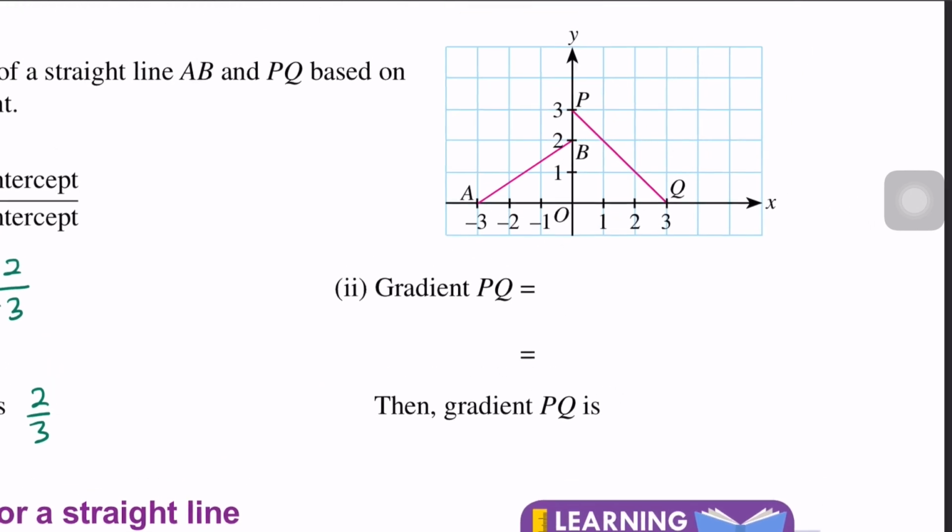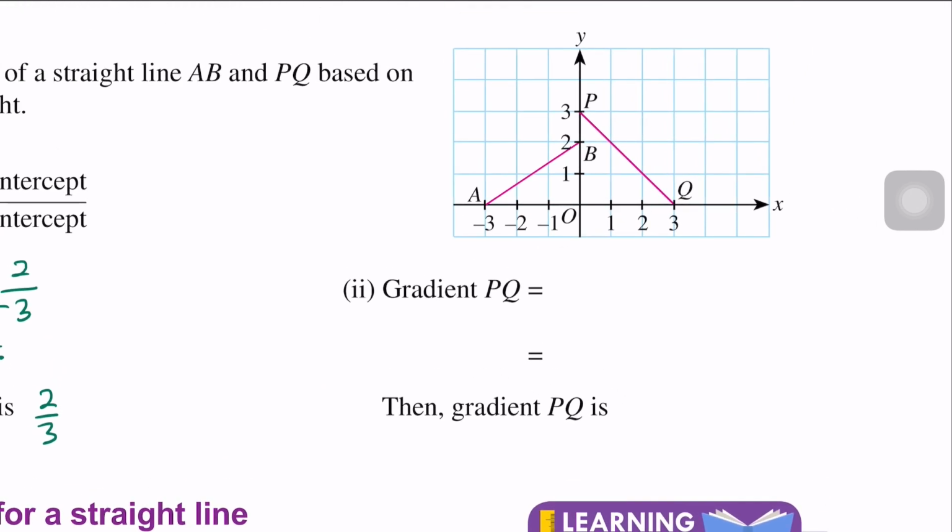And then for PQ, negative y over x, the y-intercept is 3. The x-intercept is 3 also. So 3 over 3 is 1, so negative 1. We can conclude that the gradient of PQ is negative 1.